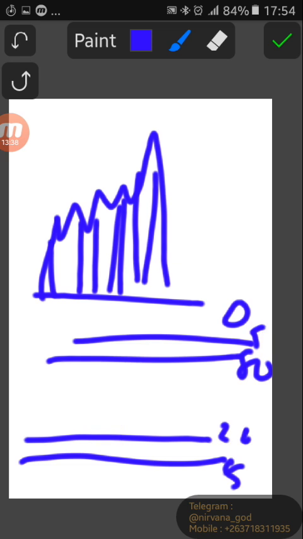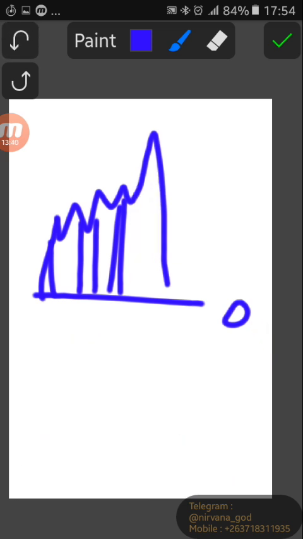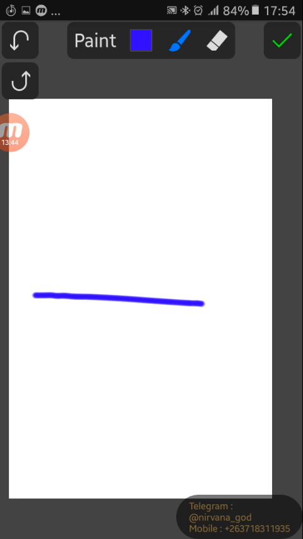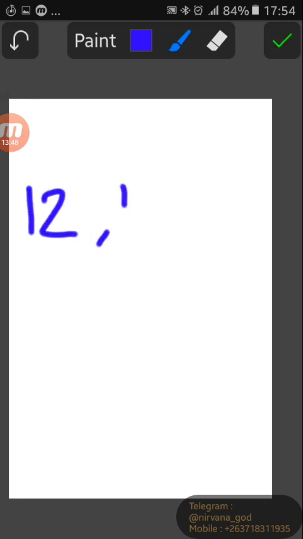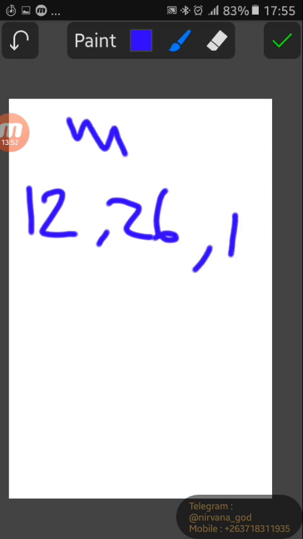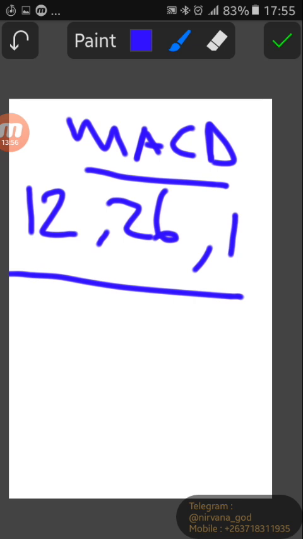So let me tell you the parameters of the MACD. Okay, the parameters of the MACD. This is the MACD. The settings of the MACD are this. You can choose any color that you like. These are the settings for the MACD.